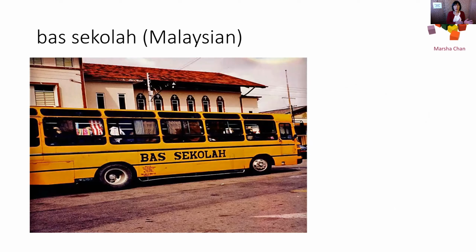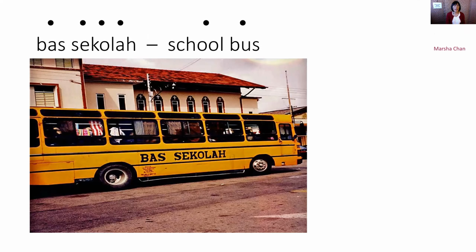You may also have noticed that there's a difference in word order. Whereas in English we say school bus, in Malaysian it is the other way around, bus sekolah, with the modifier after the noun. Another thing you might notice is the number of syllables. Bus sekolah has 4 syllables in contrast with school bus, which has only 2.